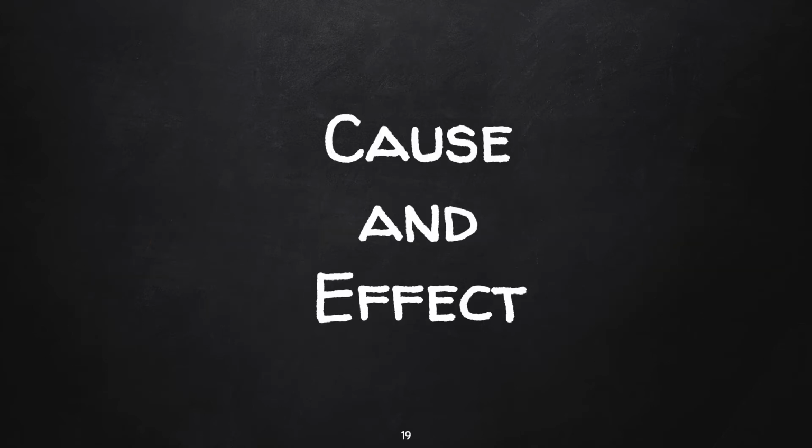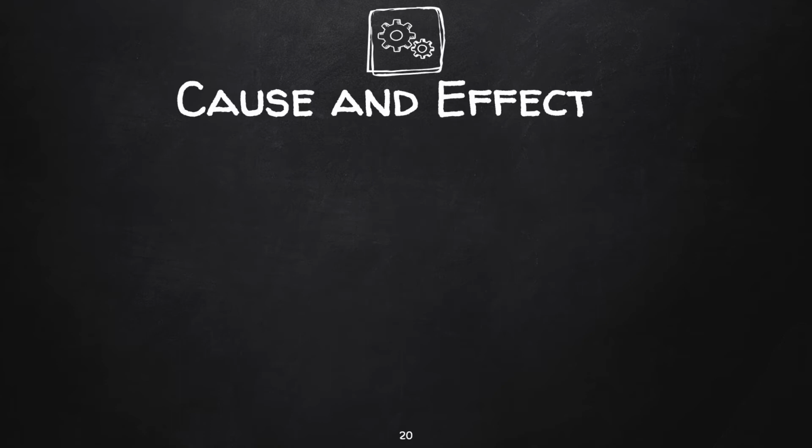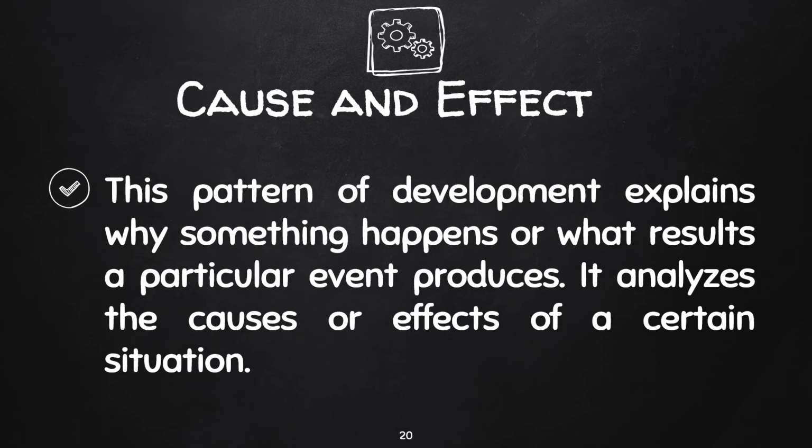Let's move on to another pattern of development, which is cause and effect. How do we satisfy the questions why and what in a paragraph? How do we explain the reason for things and its corresponding results? We could answer those questions by using cause and effect pattern of development because it explains why something happens or what results a particular event produces. It analyzes the causes or effects of a certain situation. With cause and effect pattern, the writer can explain how an event or action leads to another.